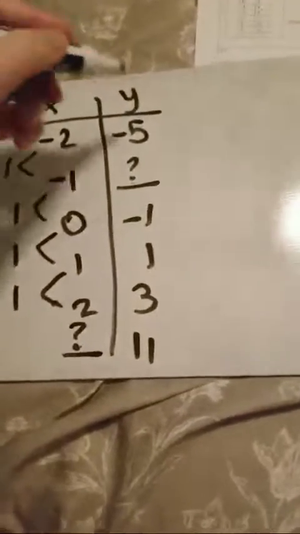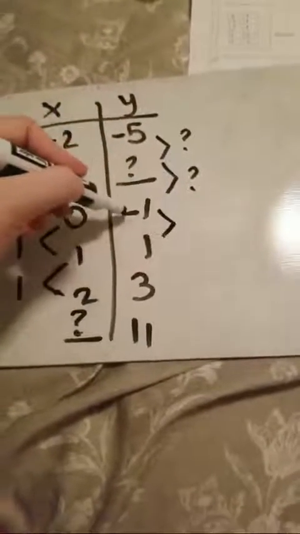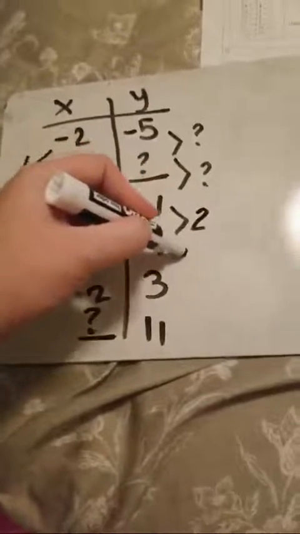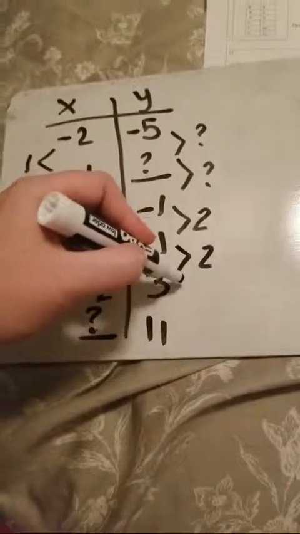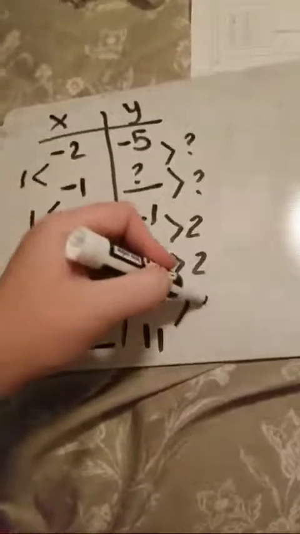Pay attention. Okay. -5 to I don't know is I don't know. I don't know to -1 is I don't know. Well, -1 to 1 is 2. 1 to 3 is 2. Well, 3 to 11 is 8.